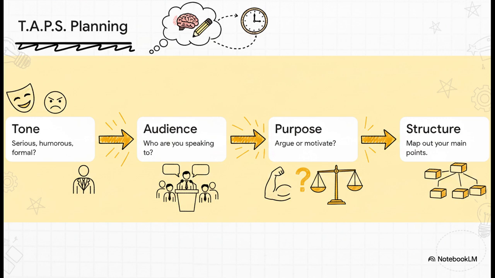T is for tone. Are you going to be serious, humorous, or formal? A is for audience. Who exactly are you speaking to? P is for purpose. Are you arguing a point, or maybe motivating your classmates? And S is for structure, mapping out your main points. Seriously, write TAPS at the top of your page during this first 10 minutes and just fill it out.